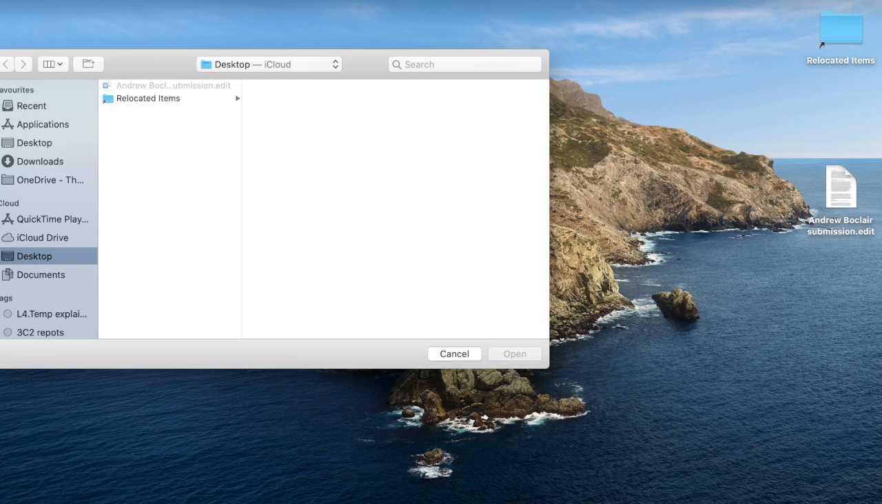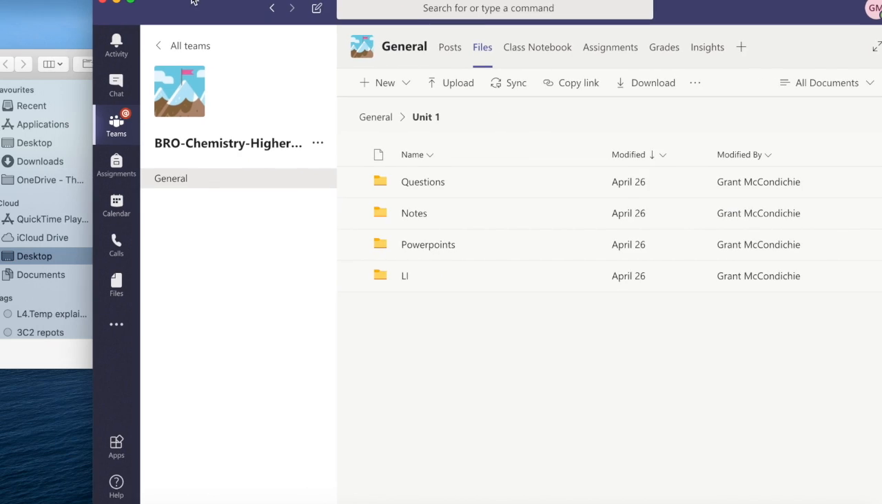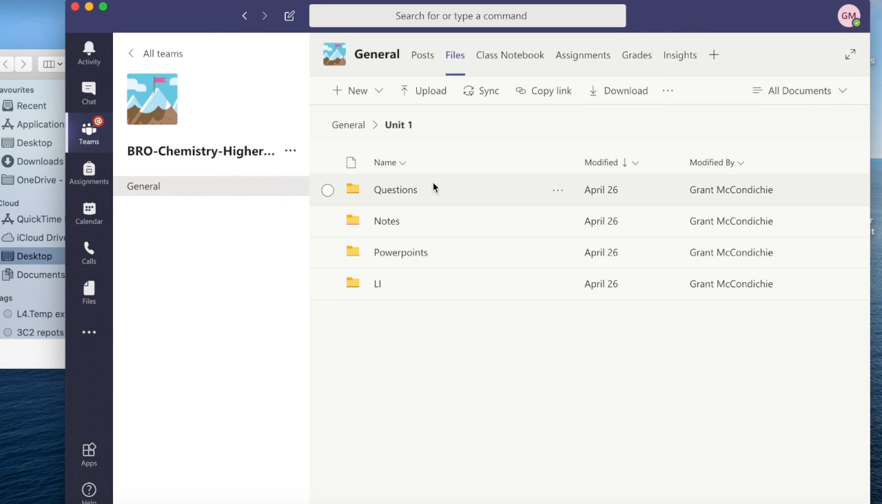This week I'm going to show you again what I want you to do for this week's work. So, if you look at your higher Teams, this is the contents of the Unit 1 folder. We've got questions, notes, PowerPoints and learning intentions. So let's just start off with the learning intentions.